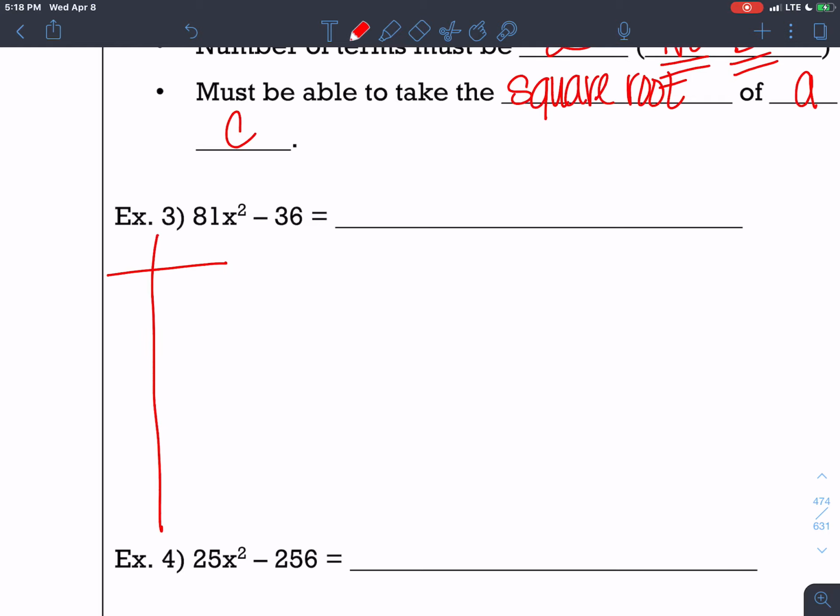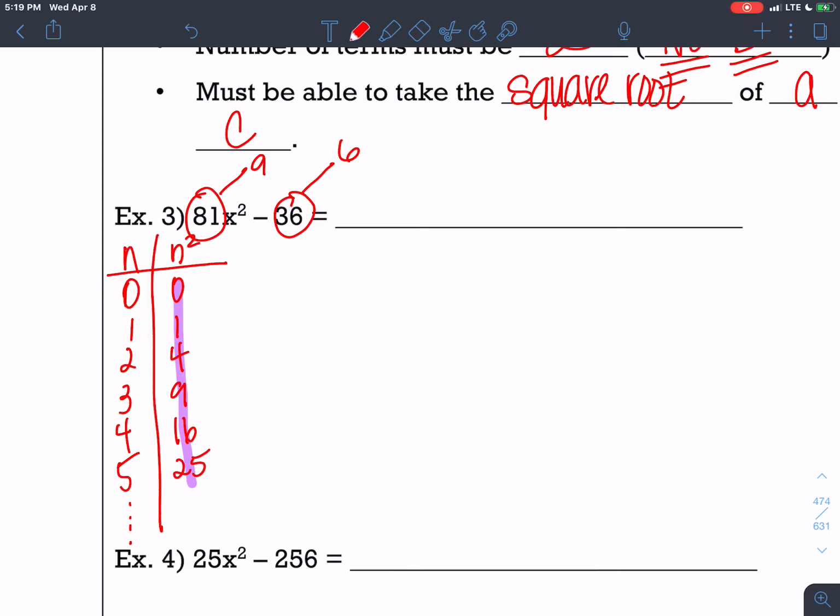So if I take all of my numbers, 0, 1, 2, 3, 4, 5, and continue on, and I square them, the numbers that I want to see have got to be one of those numbers that are over on the right. It's got to be 0, 1, 4, 9, 16, 25, always. So it's got to be one of those kind of numbers. So let's look at the first one. 81, yeah, that's 9, 36, that's 6.